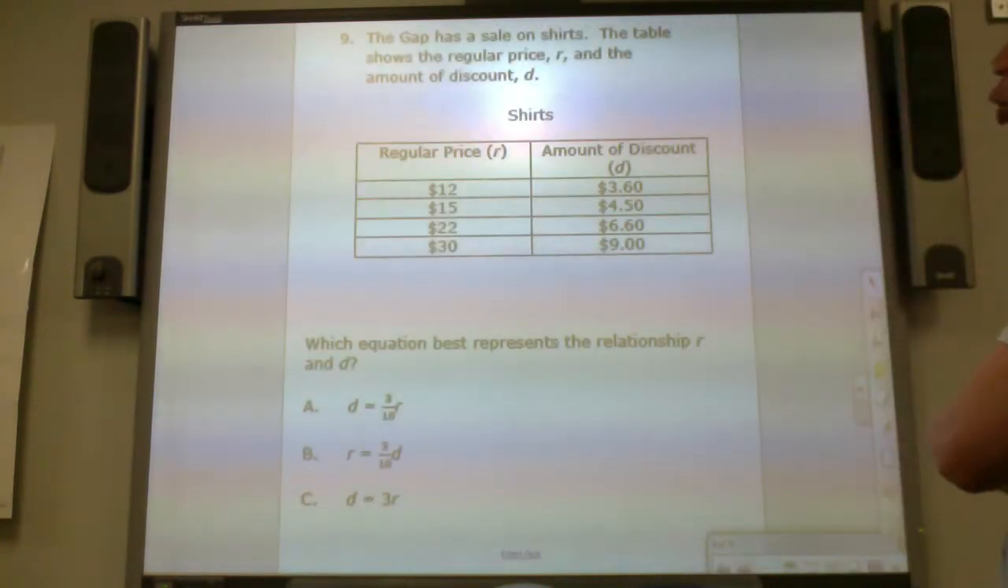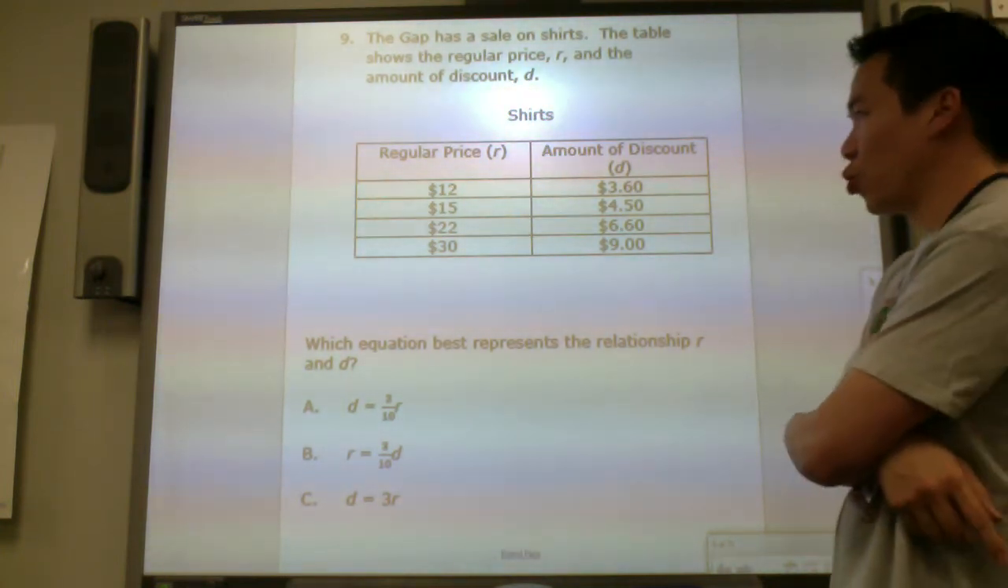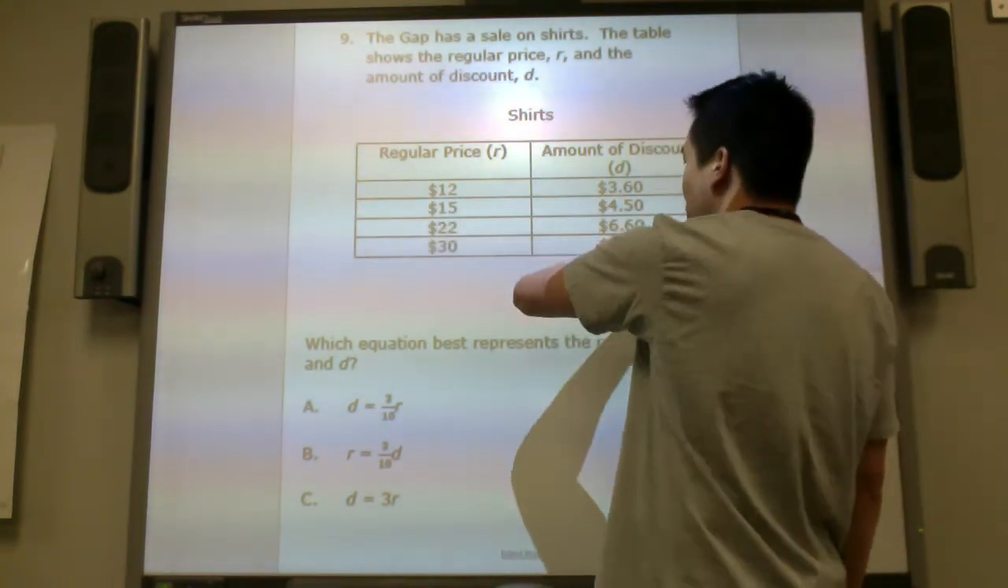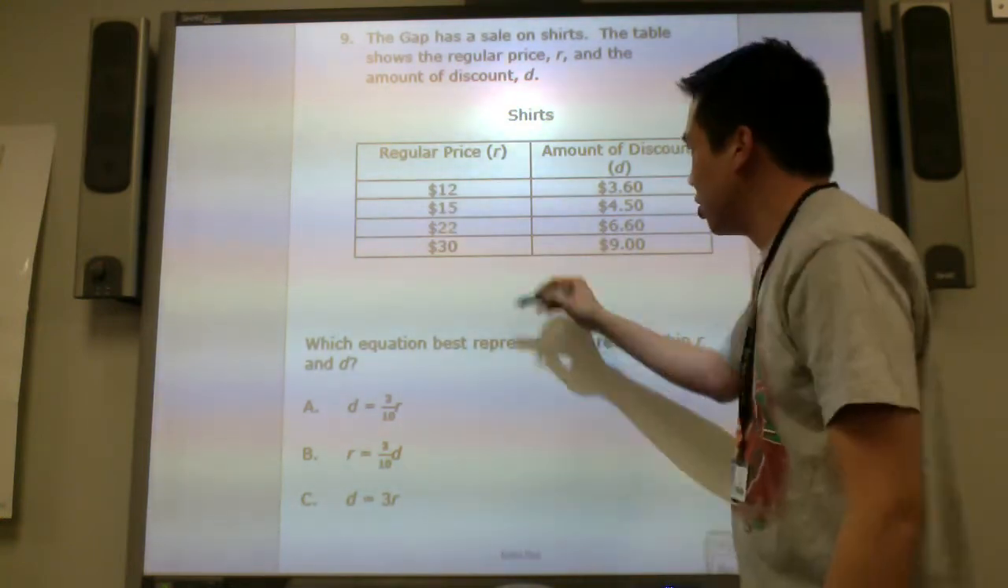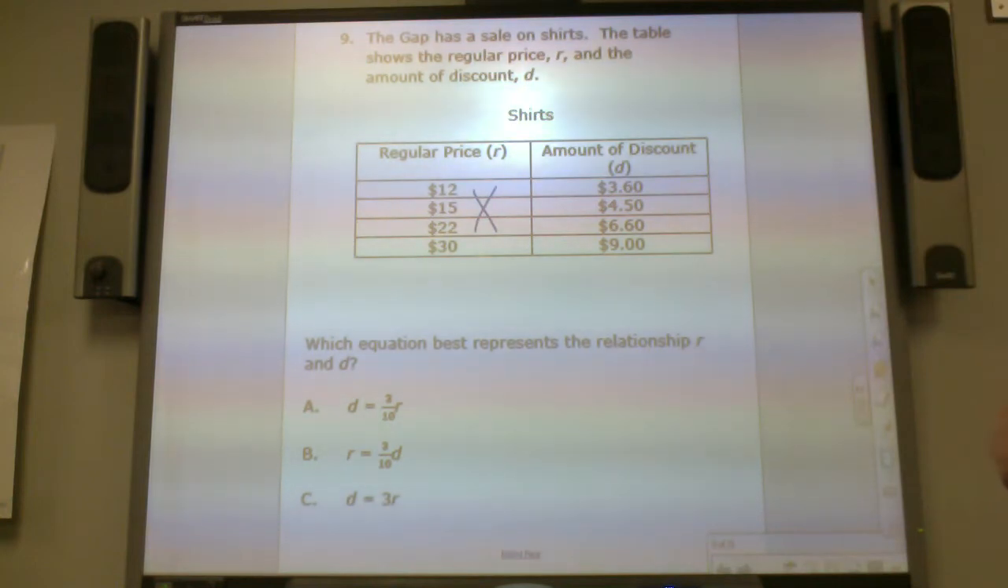Question 9. The table shows the regular price and amount discount. Which equation best represents a relationship? So what's the relationship from $12 to $3.60, from $15 to $4.50, from $22 to $6.60, from $30 to $9? I think you're going to multiply something. So what number will you multiply 12 by to get 360?